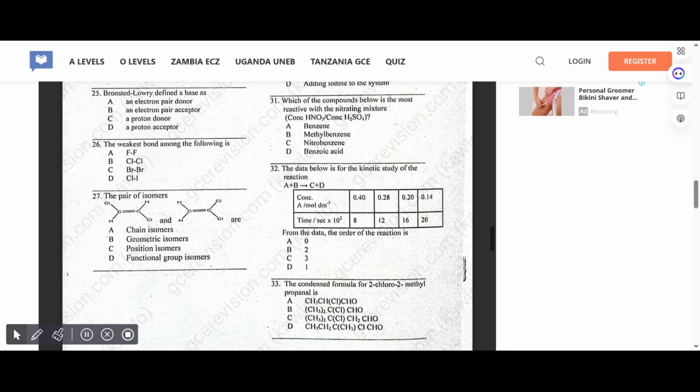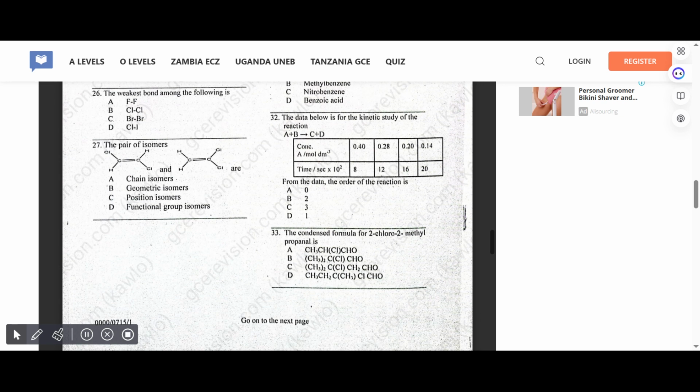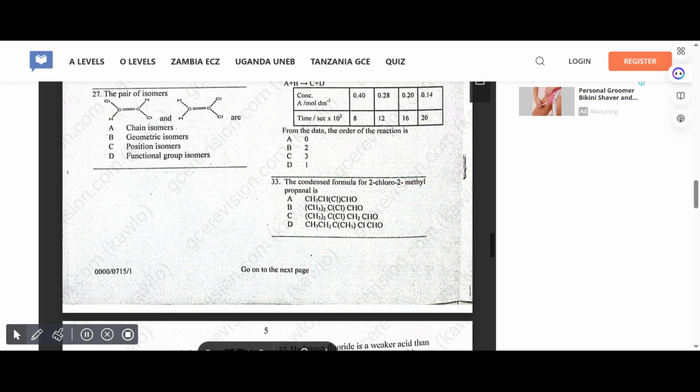The data below is for the kinetic study of the reaction. So they gave us the data. They say from the data, the order of the reaction is. So from this data, you can see that the correct answer for this is D, which is 1. The condensed formula for 2-chloro-2-methylpropane is, correct answer for 33 is B.